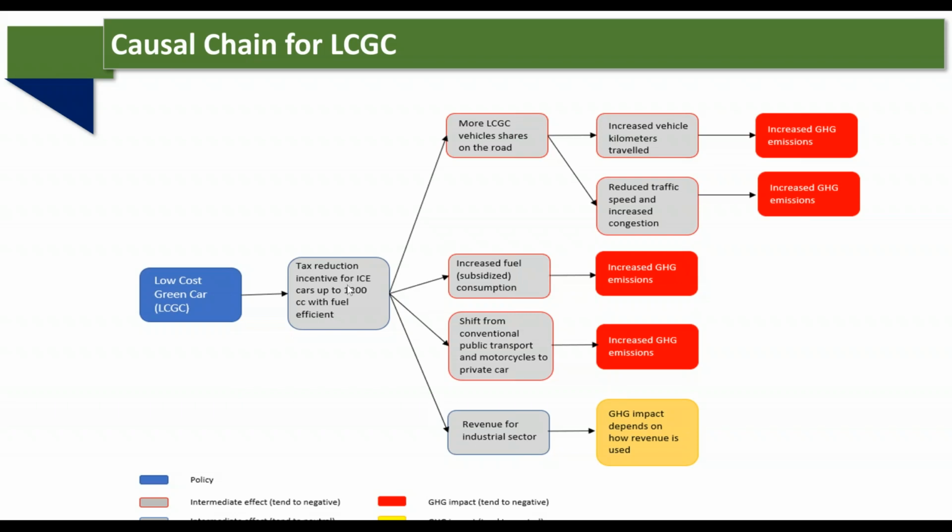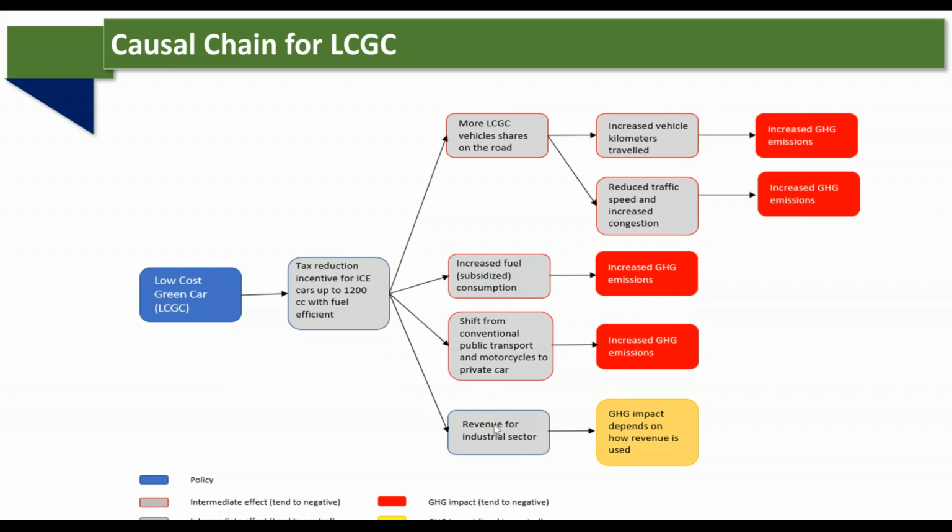By tax reductions, there could be more LCGC vehicle sales on the road. By having more LCGC cars, there should be increased vehicle kilometers traveled and reduced traffic speed due to congestion. So by this policy, it will even increase the GHG emissions. The next possibility is that it could increase fuel consumption, and it will shift people from conventional public transport to private cars. This also means increased GHG emissions.